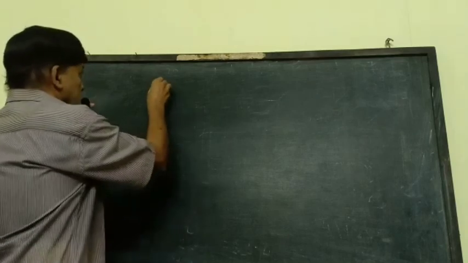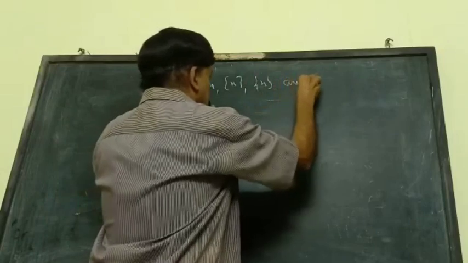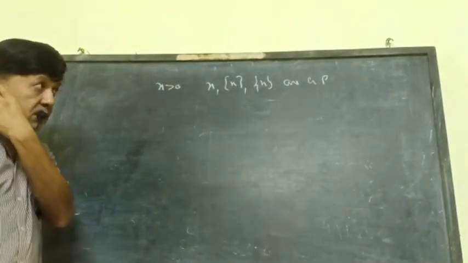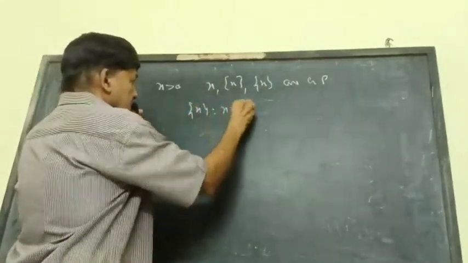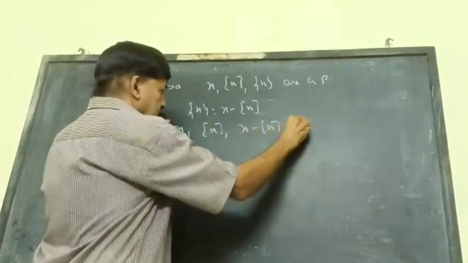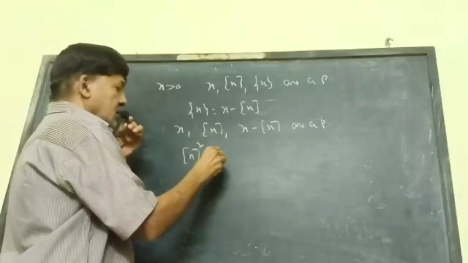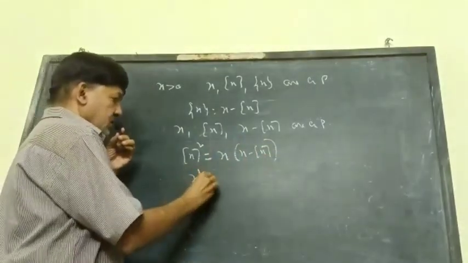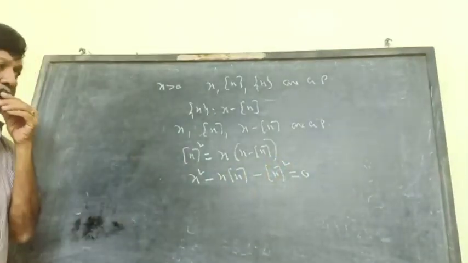So the next question is: x greater than 0, x, step x, fractional part of x are in GP. Then find the value of x. X is positive. All of you know fractional part of x is equal to x minus step x. So you have x, step x, x minus step x in GP. Therefore this square is equal to this into this. So step x whole square is equal to x into x minus step x. So you get x square minus x into step x minus step x whole square equal to 0.